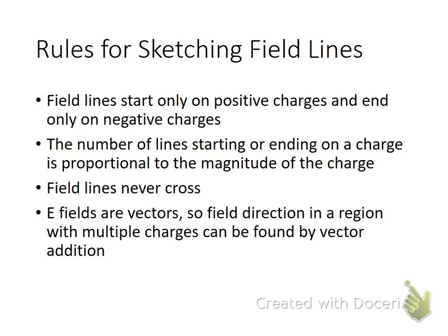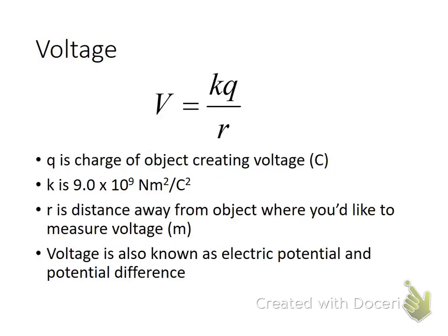Typically, where the field is stronger, you're going to have more lines coming off of it, but I'm not going to focus too much on that on this test. Field lines never cross. They can't really. You can't have a point in space that has two different directions of total force. There's only one direction of total force. And electric field lines are vectors, so anytime you add up multiple sources, treat them as vectors.